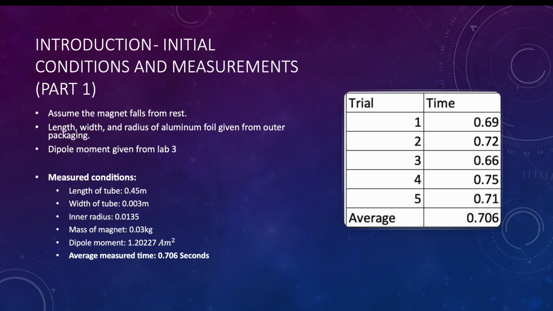Introduction, initial conditions, and measurements, part 1. Assume the magnet falls from rest. The length, width, and radius of the aluminum foil were given on the outside of the packaging, and the dipole moment was given from lab 3. The measured conditions: the length of the tube was 0.45 meters, the width of the tube was 0.003 meters, the inner radius was 0.035 meters, the mass of the magnet was 0.03 kilograms, and the dipole moment was 1.200227 A·m². The average measured time for this lab was 0.706 seconds. As on the right, you can see the trial and the time.